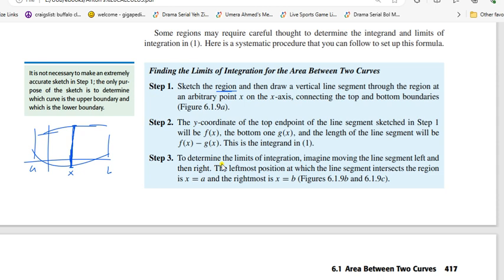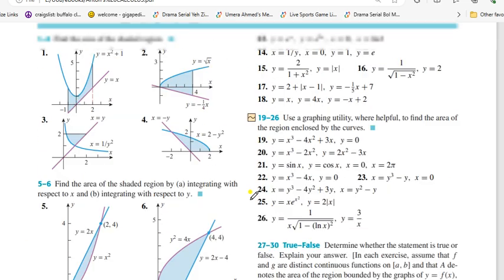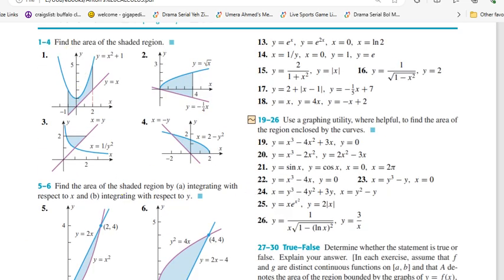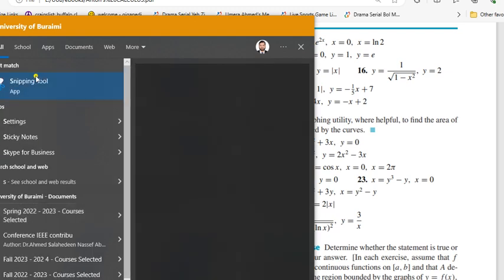He said, at any point x between a and b, draw a vertical line from top to bottom. Draw this line and see what is the height of this line. These are the top and bottom, and then you see how far this can go on the left and how far this can go on the right. So these left and right give you the limits of integration from a to b, and this top minus bottom gives you the integrand. Top minus bottom comes here.